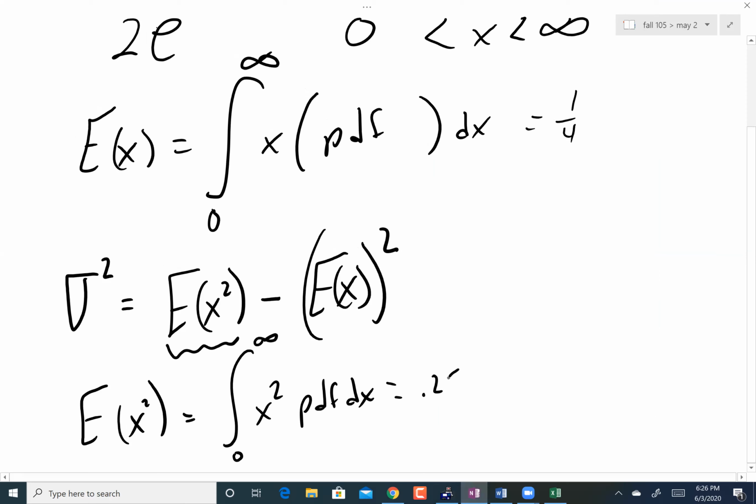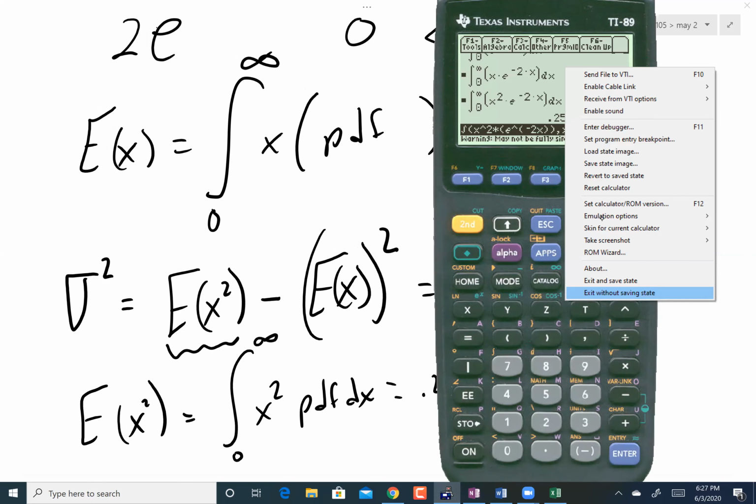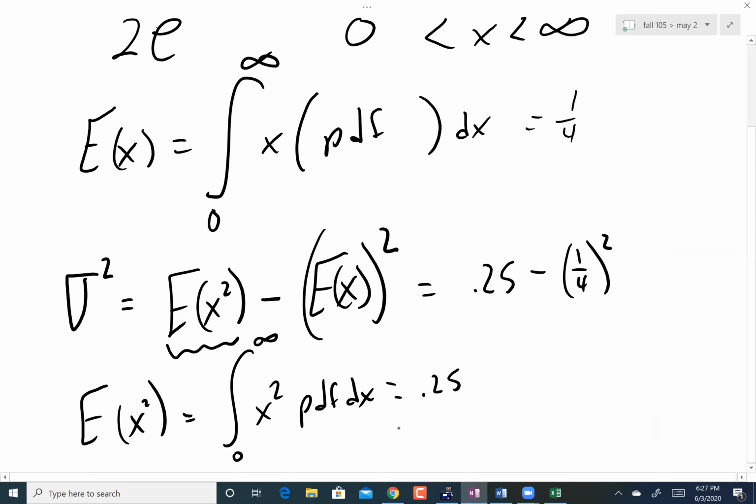Great. So if you do this, it's going to be 0.25-ish minus a quarter squared. Make sure you un-overclock it. So it's going to be minus 0.25 squared, and there's your variance, 0.1875. Boy, that took a long time to pop out.